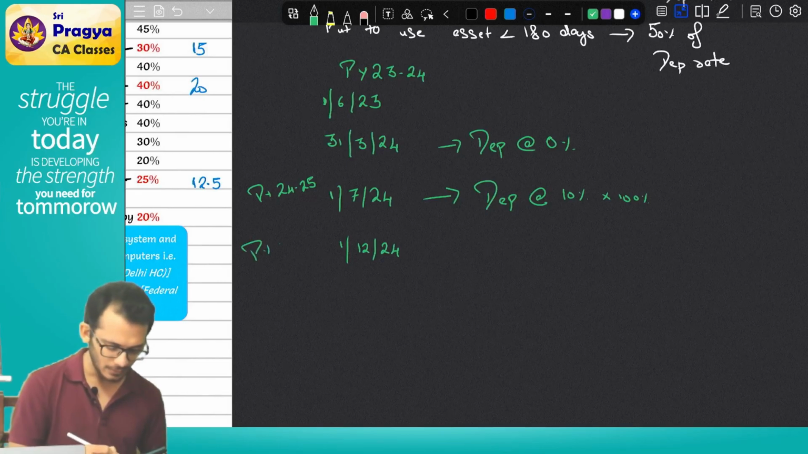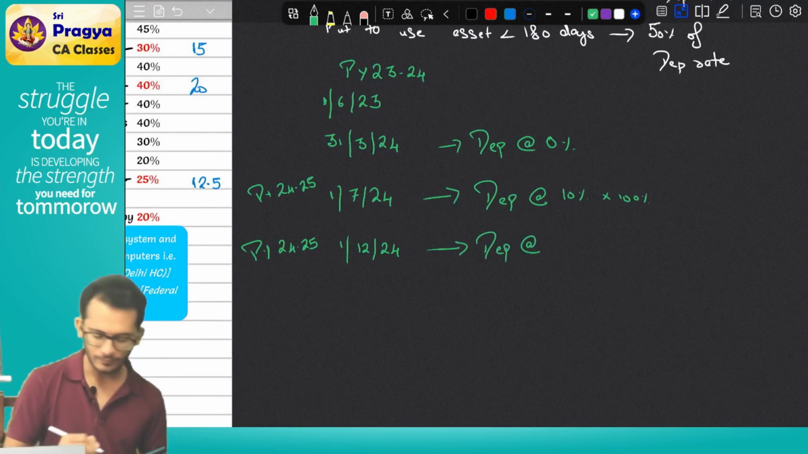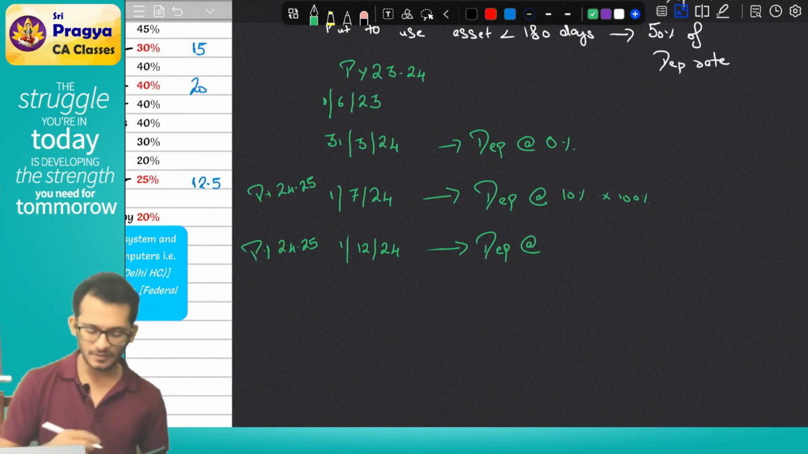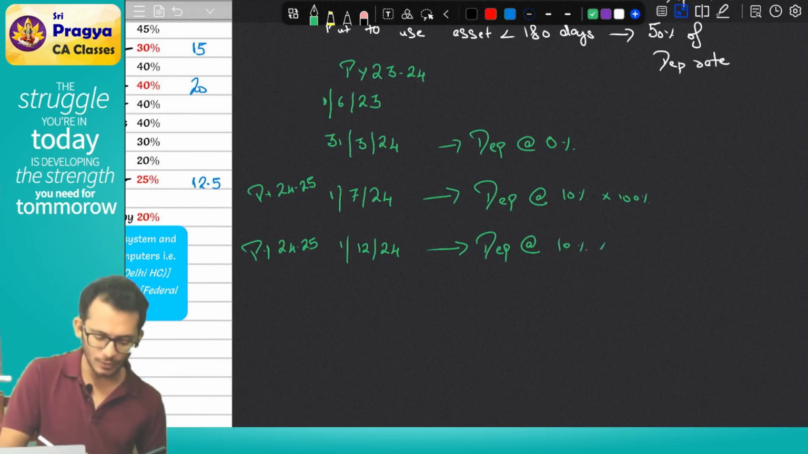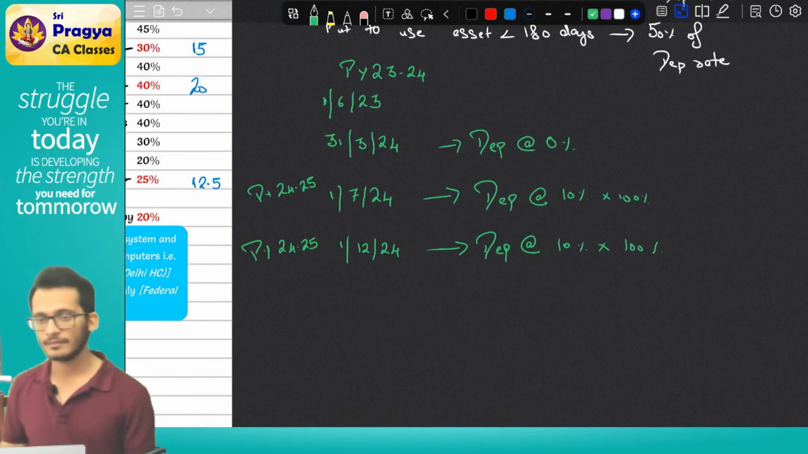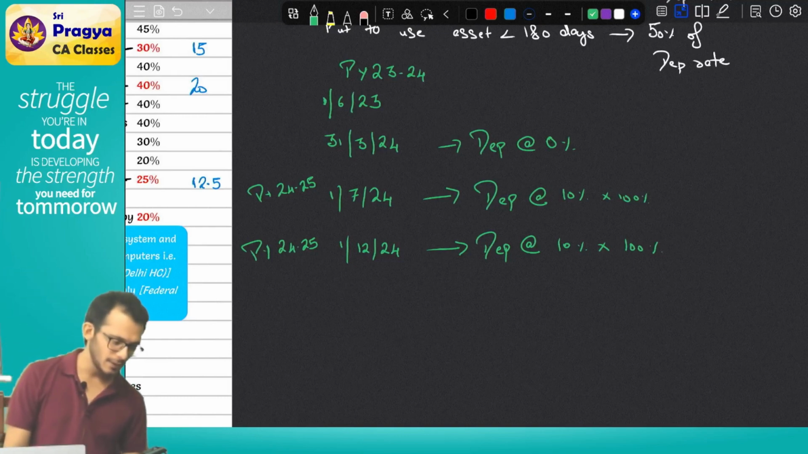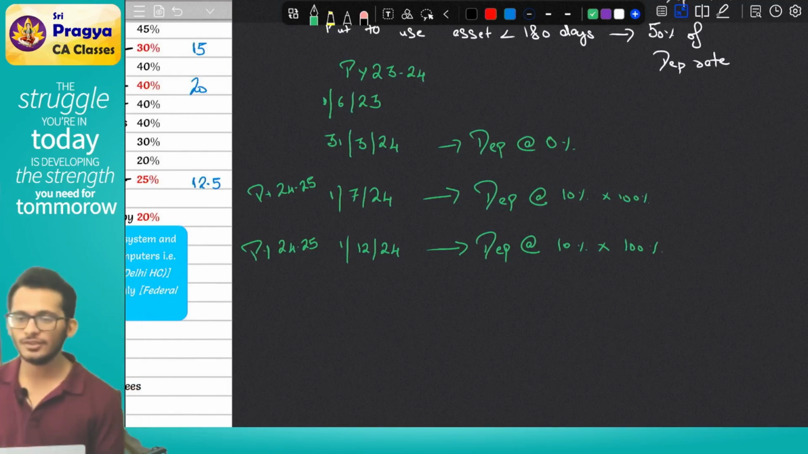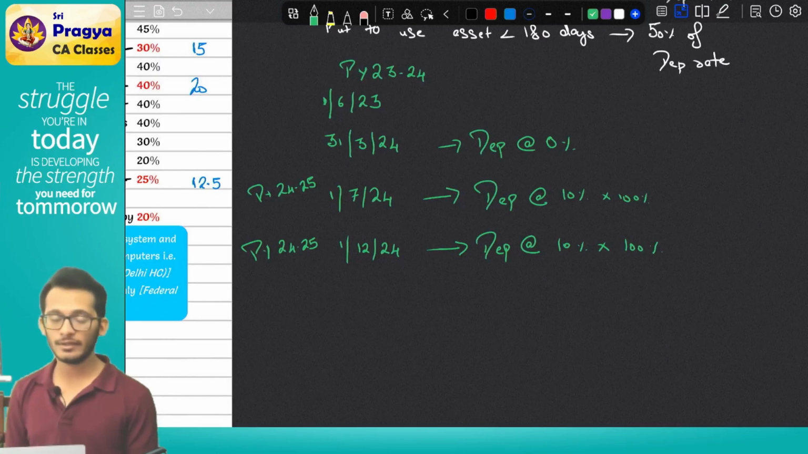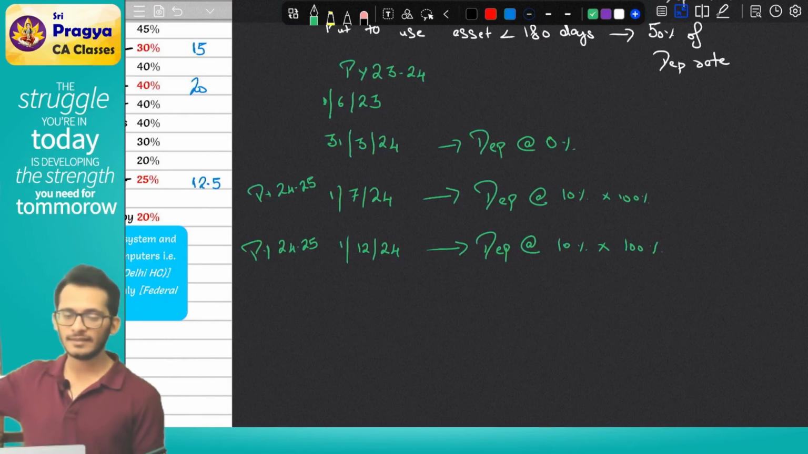In PY 24-25, I will get a depreciation at the rate of 10% into what? It will still be 100%. You are telling me, Rahul, that depreciation you should have claimed 50% only because the asset is put to use for less than 180 days. Yes, I don't deny that, but understand, this asset is part of your opening block.